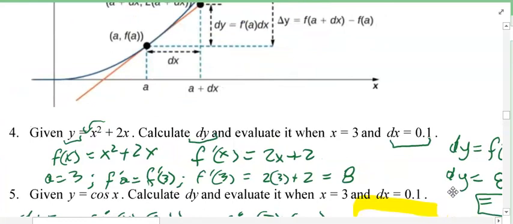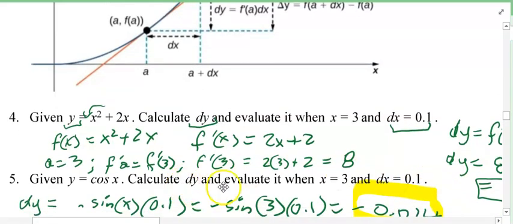Now what about 5, when y is equal to cosine of x? You have to calculate dy and evaluate it when x is equal to 3 and dx is equal to 0.1. So you need to find the derivative of cosine, that's negative sine. It's going to be negative sine of x, and then times dx, which is 0.1. So that's negative sine of 3 times 0.1.